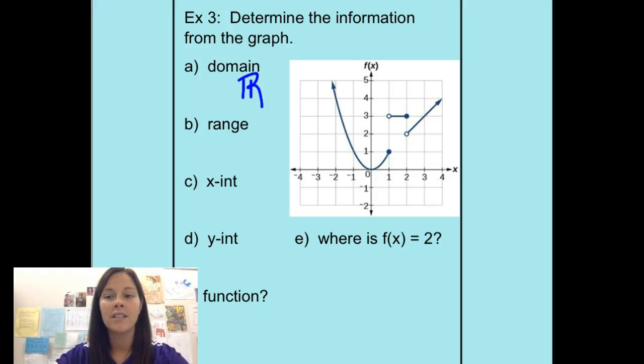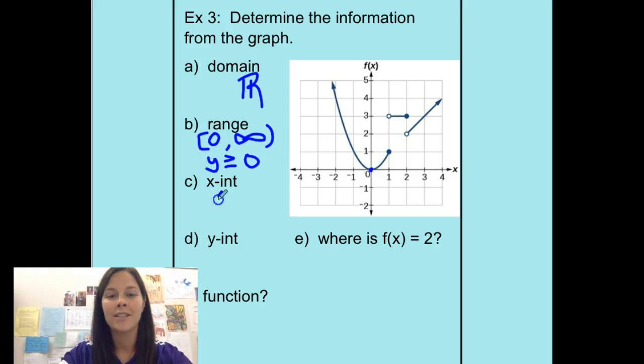Thinking about horizontal lines going side to side, we start hitting the graph here at 0. And while there's a break in the graph over here, if we extend that horizontal line, we do hit the graph, and then those arrows are going up forever. So our range on this one is 0 up to positive infinity, or y is greater than or equal to 0.